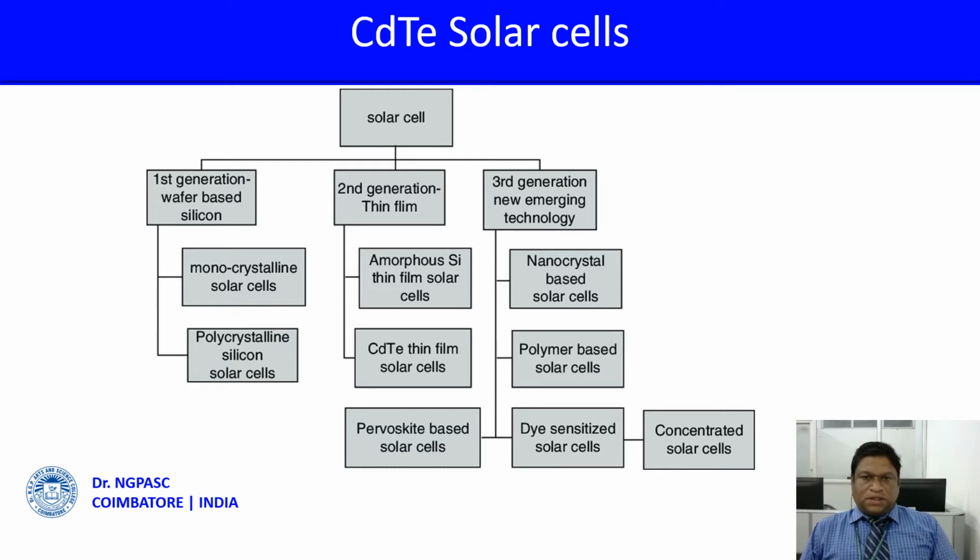The modern third generation, new emerging technology based solar cells, are like nanocrystal based solar cells, polymer based solar cells, dye sensitized solar cells (DSSC), then concentrated solar cells, and multi-junction and perovskite based solar cells. So these are all third generation solar cells. This cadmium telluride solar cell is coming into the category of the second generation thin film based solar cells.